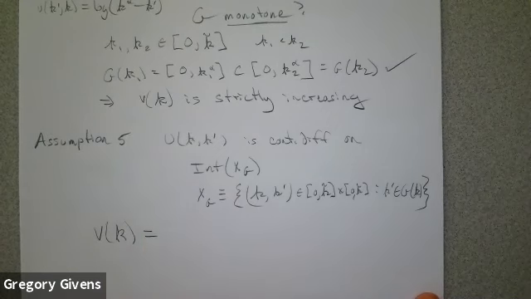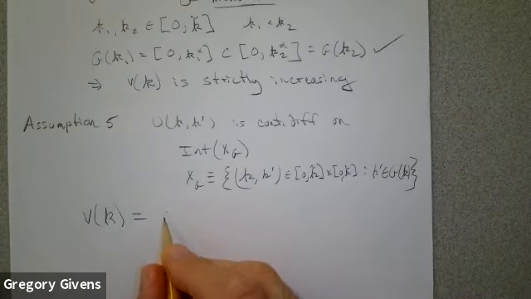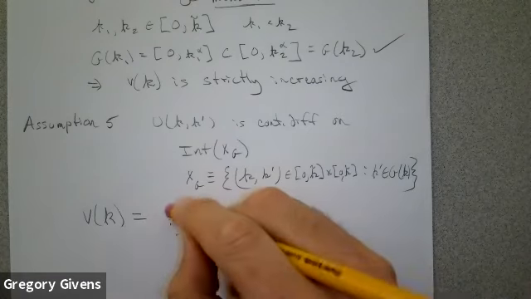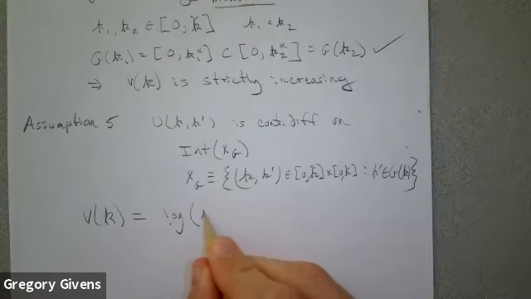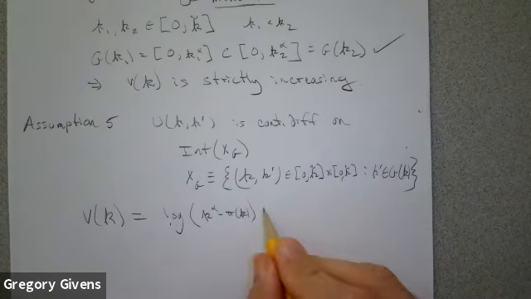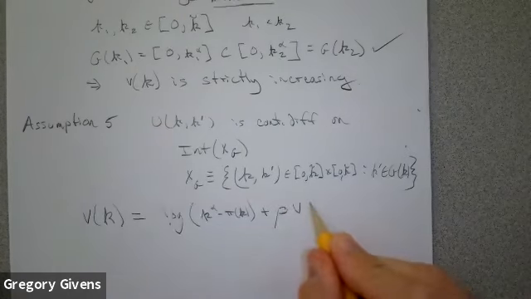Now, if we identify the optimal policy function, pi, what is the value function equal to? In this case, it is equal to the log of K to the alpha minus pi of K, that's K prime, plus beta times V of K prime, which is pi of K.